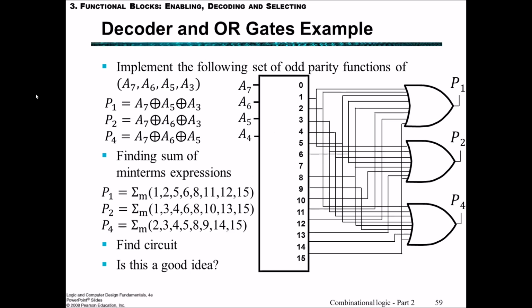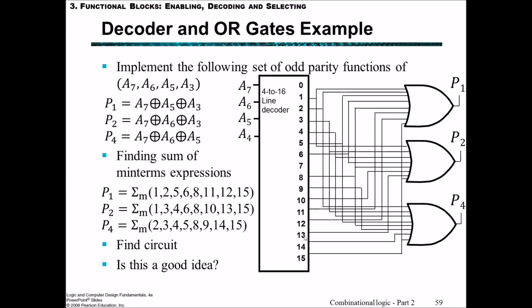Let's look at an example of a decoder and OR gates, such as if we wanted to implement the set of odd parity functions of A7, A6, A5, and A3, where the outputs P1 equal to A7 XOR A5 XOR A3, and P2 is A7 XOR A6 XOR A3, and P4 is A7 XOR A6 XOR A5. On the left-hand side of this block, we have the 4 inputs. On the right-hand side, we have the 16 outputs. So we have a 4 to 16 line decoder. And then those 16 outputs are then connected into OR gates, where there is a single OR gate for each of the outputs, P1, P2, P4.